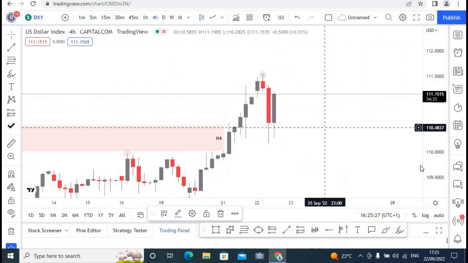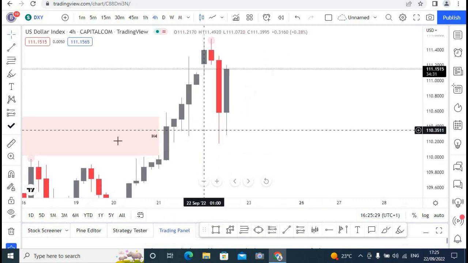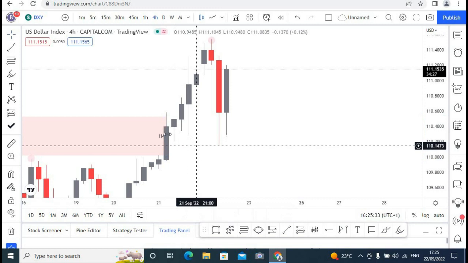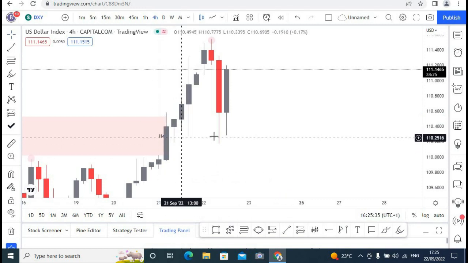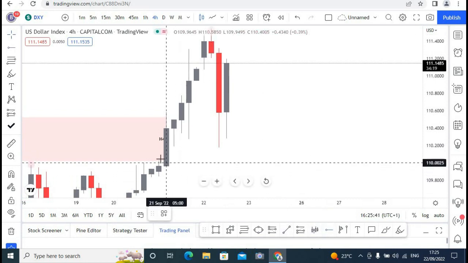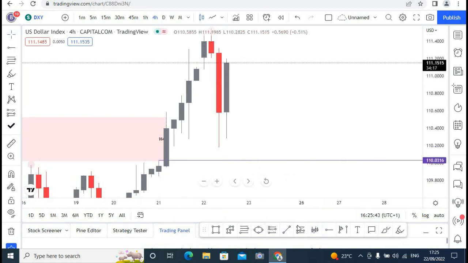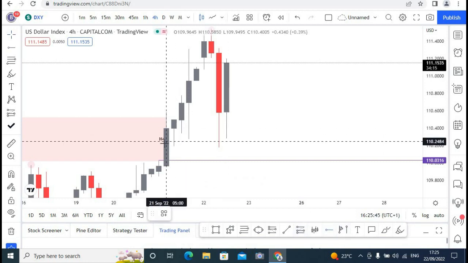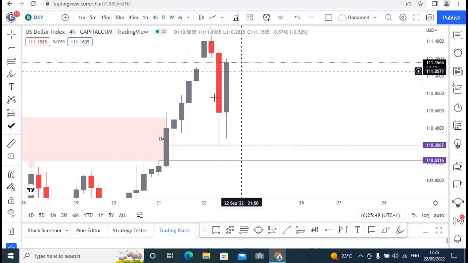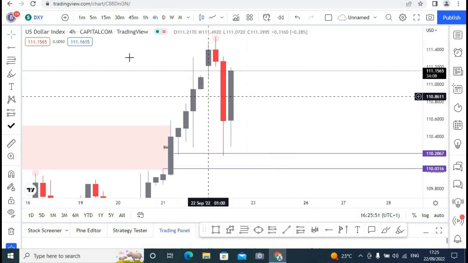What you can see, guys, is that this supply was a failed supply, so the price flipped the supply to be a demand. But before that, you can see that we did have a fair value gap, or an imbalance level, which price just came to fill, and then shifted the market to the upside.